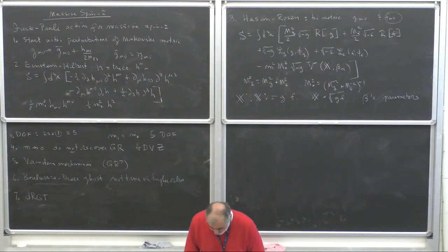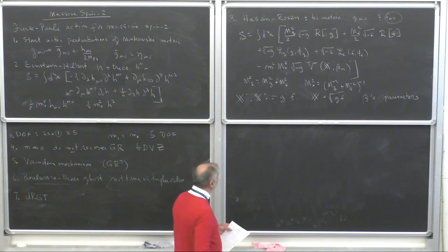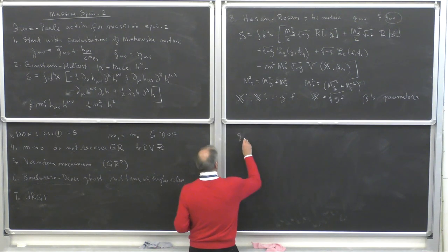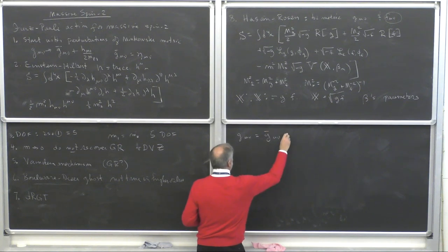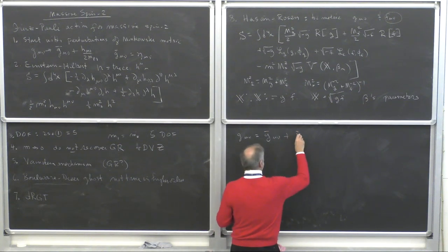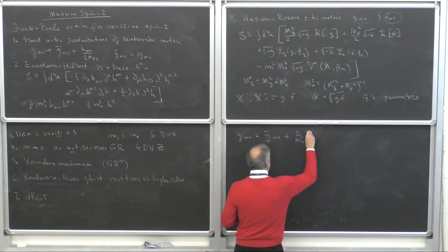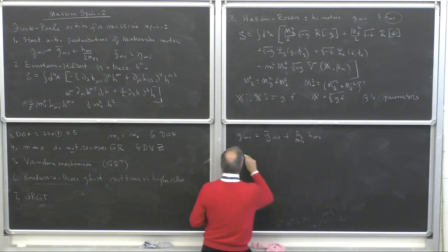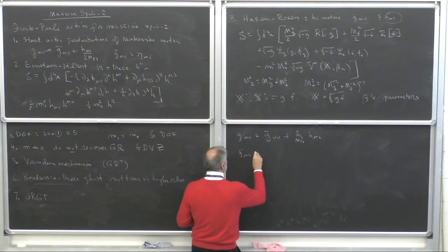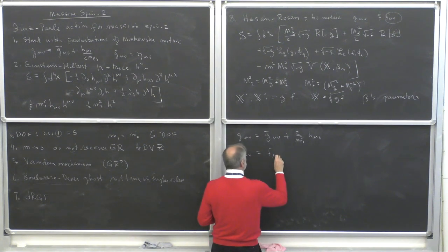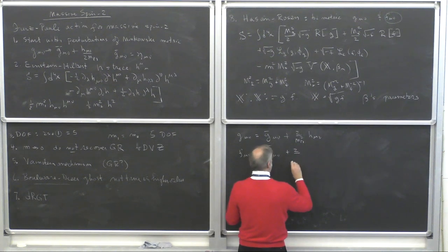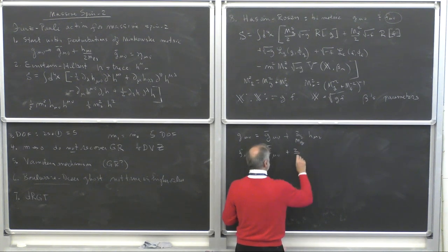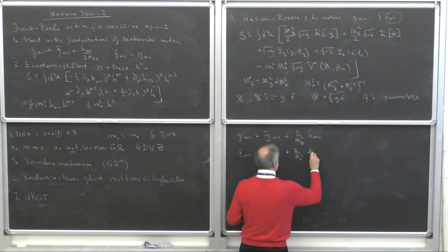So before doing that, I'm going to expand about some background. I'm going to expand G mu nu with some background value of G mu nu plus a perturbation, and want to expand F mu nu about some background. This would be m_g squared K mu nu.